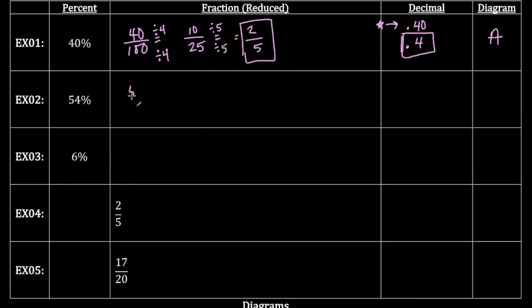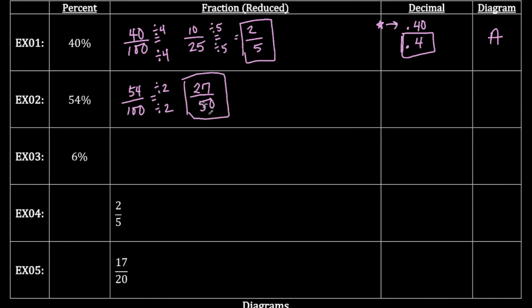54%. This means 54 out of 100. Let's go ahead and reduce that to begin with. So, I don't know. Let's just do 2, because 2 seems pretty easy, because they're both even. So this is 27 over 50. And I think that's it, because 10 and 5 and 25 don't go into 27.